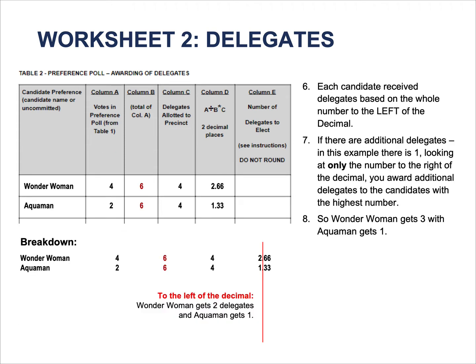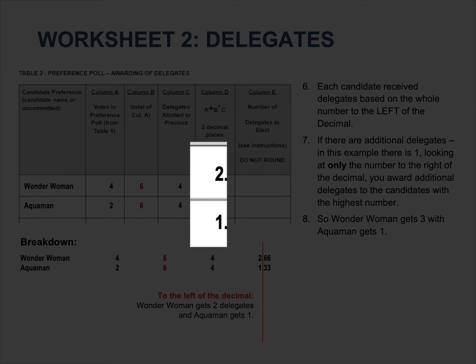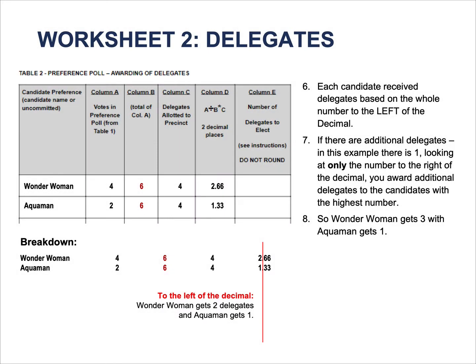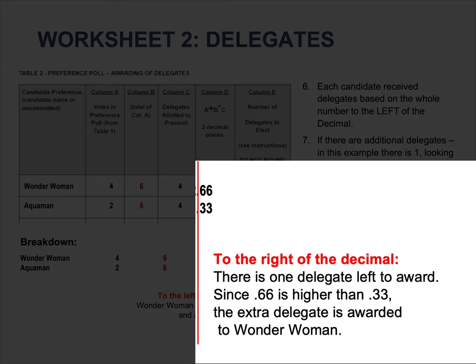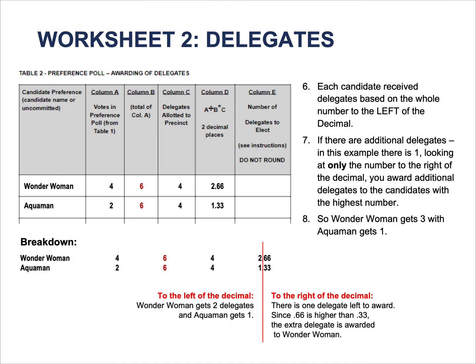So now we get into the breakdown of the math. Each candidate receives delegates based on the whole number to the left of the decimal. So in this case, Wonder Woman gets 2 and Aquaman gets 1. But that only gets us to 3 delegates, so we still have 1 additional delegate to award. So now we only look to the right of the decimal and we award the delegate to the candidate with the highest number. So in this case, 0.66 is higher than 0.33, so the extra delegate is awarded to Wonder Woman and she gets 3 and Aquaman only gets 1.